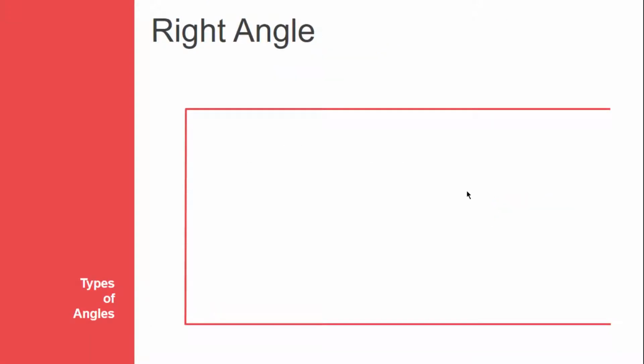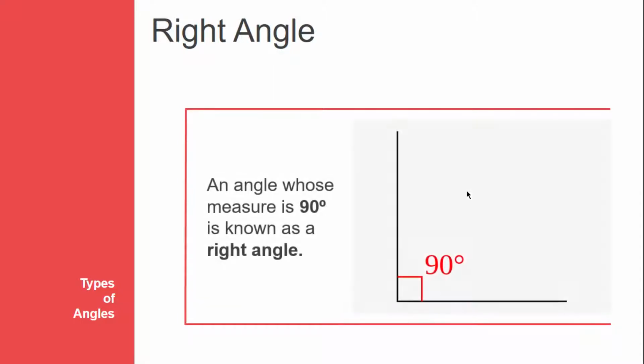So the first type of angle that we are going to learn is the right angle. The right angle is nothing but an angle whose measure is 90 degrees. Here you can see a straight line drawn vertically and one horizontally. So the space between them is exactly 90 degrees, like 3 o'clock and 12 o'clock on your clocks at home. So that is a right angle. Any angle which measures 90 degrees will be known as a right angle.